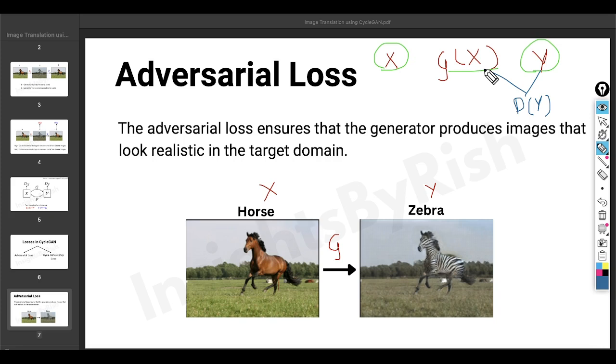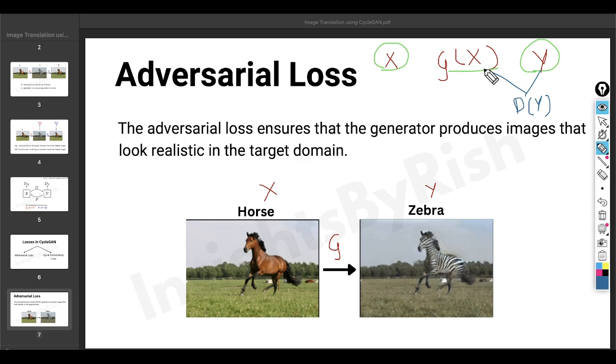So the adversarial loss helps us to compare the original image with the generated image, and that is done by the discriminator. Whenever a discriminator is trying to distinguish between the original images and the fake images, there we use the adversarial loss. So this was about the forward cycle.